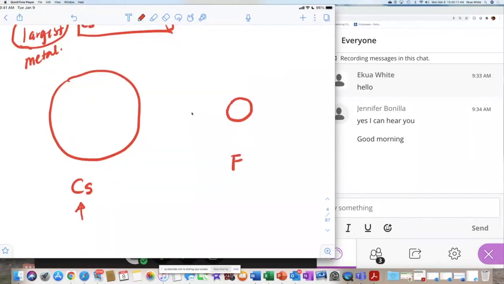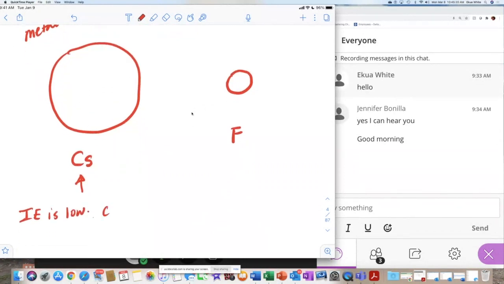Based on the size of cesium, the ionization energy is low. For that reason, cesium easily loses, in this case, based on its group number, one electron. When cesium, because its electron is so far away from the nucleus, remember it's large, loses that one electron easily because it's so far from the nucleus. Then it becomes cesium positive.